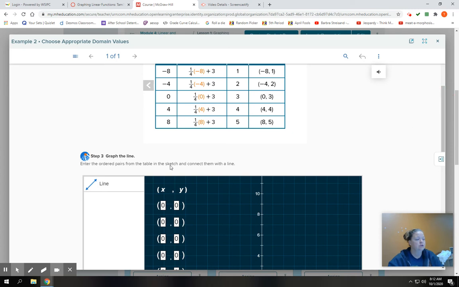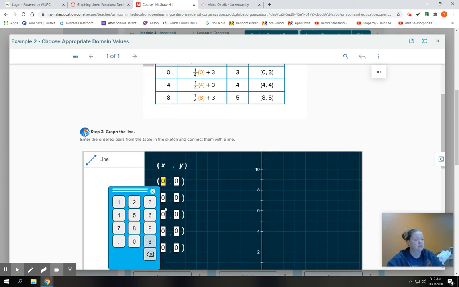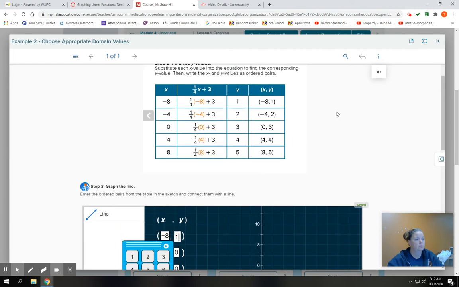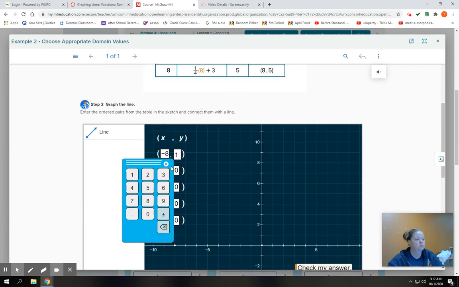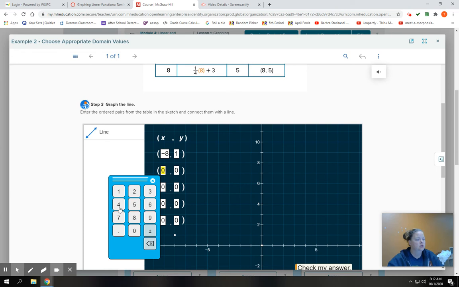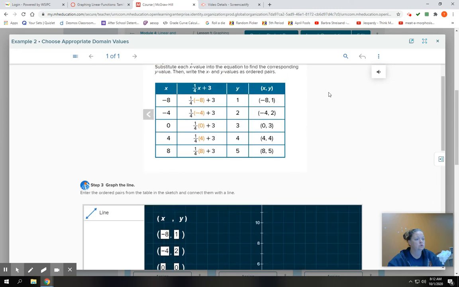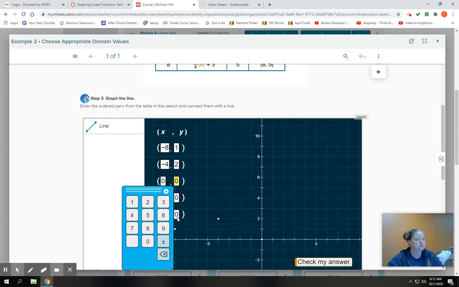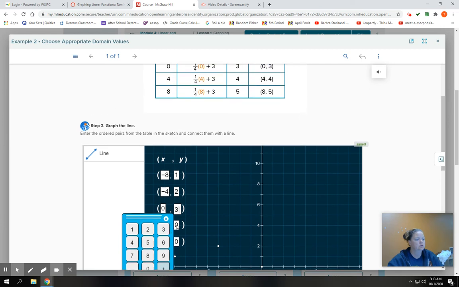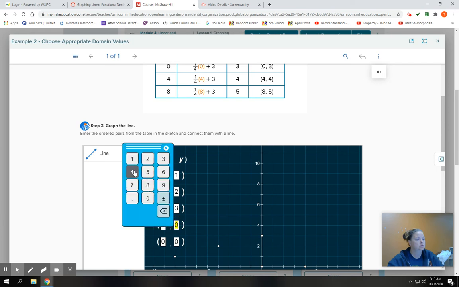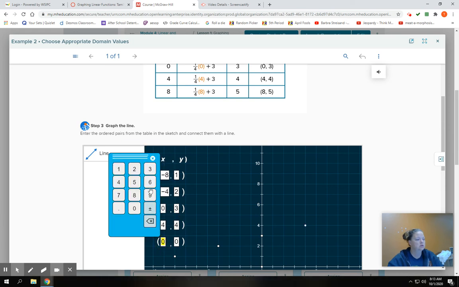Now we're going to enter the ordered pairs from the table in the sketch and connect them with a line. So we've got -8, 1, -4, 2, 0, 3, 4, 4, and 8, 5.